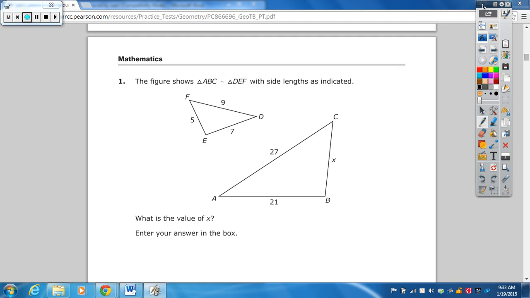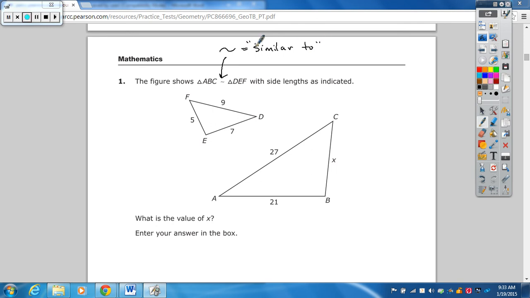Okay? All right, taking a look at the first one, some of these problems can be kind of wordy. Some of them use symbols, as opposed to actually giving you what's occurring within the problem. And this is a perfect example of that. This first one says the figure shows triangle ABC is what to DEF? Well, that means similar. This little squiggle means similar to. So the two triangles are similar.